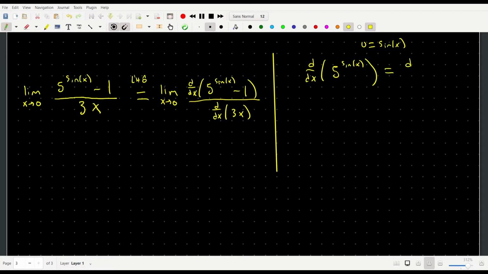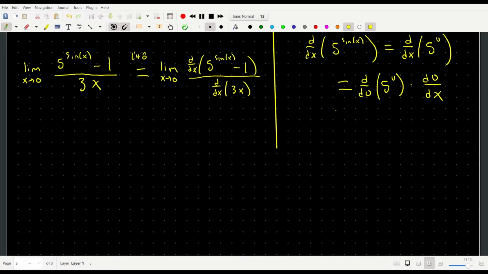So this expression right here is the same thing as the x derivative of 5 to the u. And from the chain rule, now, this is not the multivariable chain rule, but the normal chain rule, the single variable chain rule, this is just going to be the u derivative of 5 to the u times the x derivative of u. So this is from Calculus 1, the chain rule.